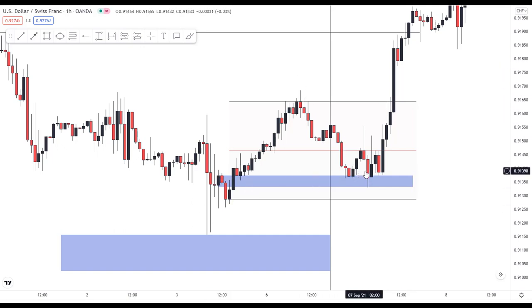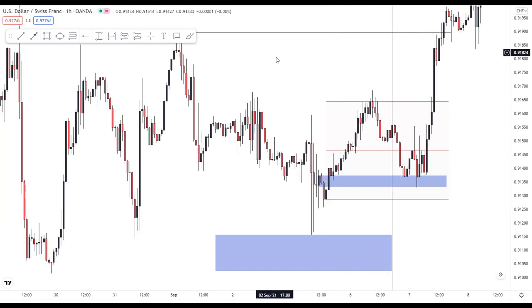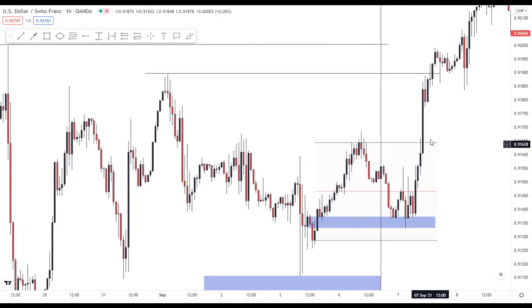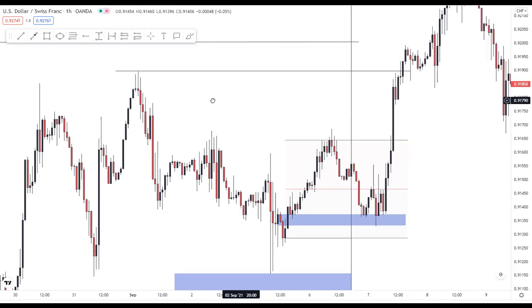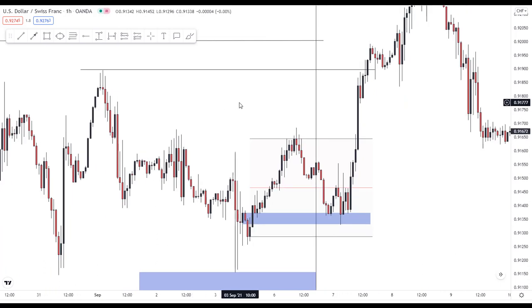And let's see, it took out T1 that very first day, it took out T2 and T3. It took out T1, T2, and T3, as you can see. So this would have been the start of the next day, right here on the 7th, and that would have been during London. So you'd have been long during London, and you'd have taken this all the way up. So now let's go back to the daily time frame. That's just one example right there.